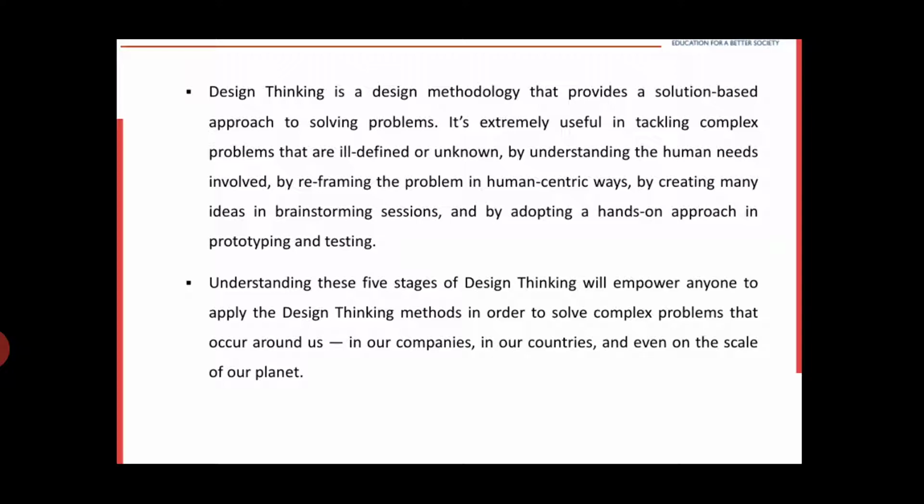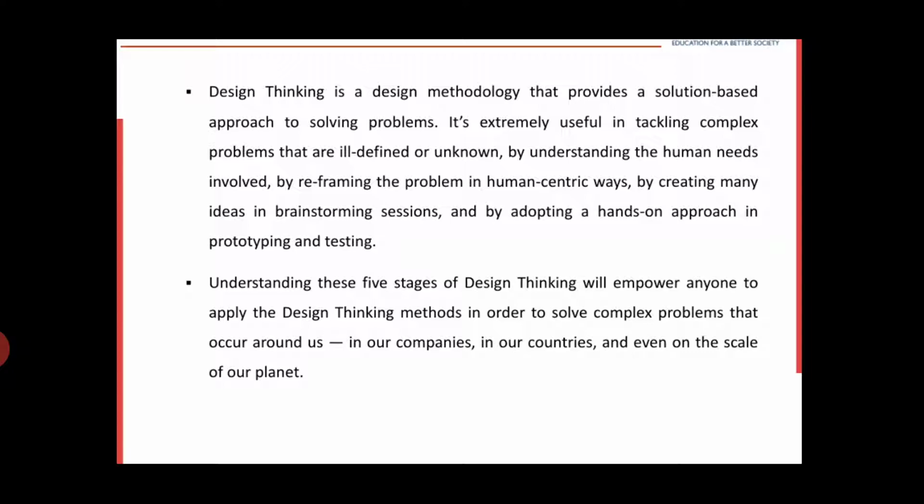Design thinking is a process of creative problem solving. It has been used to solve business problems. Understanding these 5 stages of design thinking will empower anyone to apply the design thinking methods, in order to solve complex problems that occur around us in our companies, in our countries, and even on the scale of our planet.